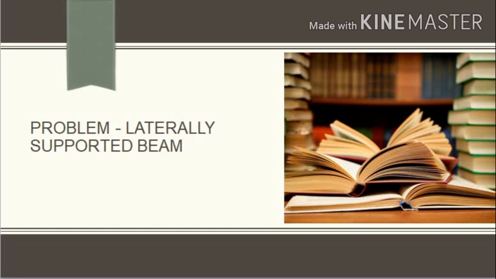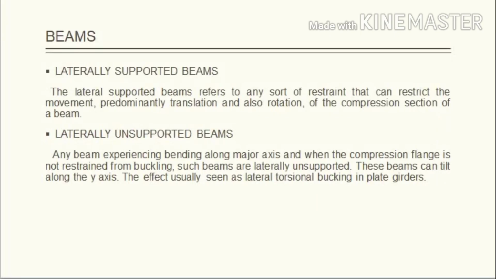Today we are going to discuss a problem on laterally supported beams. As you know, beams can be classified into laterally supported beams and laterally unsupported beams. So, what is a laterally supported beam? A laterally supported beam refers to any sort of restraint that can restrict the movement, predominantly translation and also rotation, of the compression section of a beam. So basically, a laterally supported beam can restrict translation and rotation.